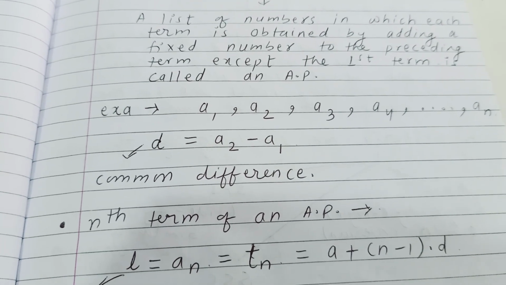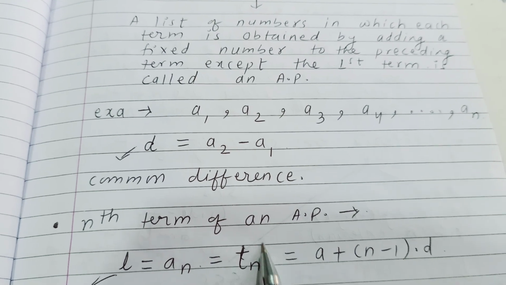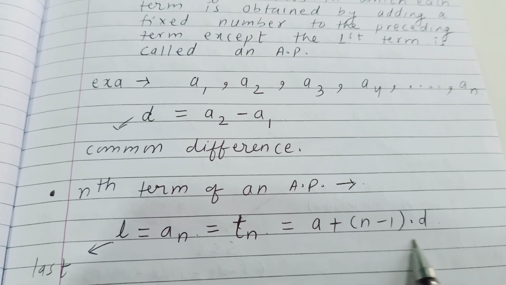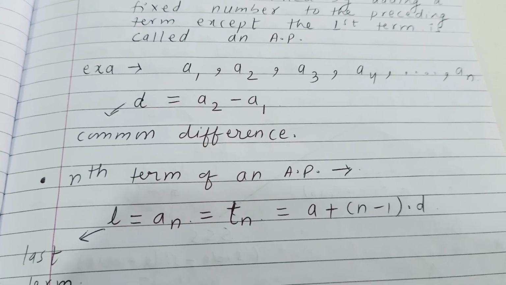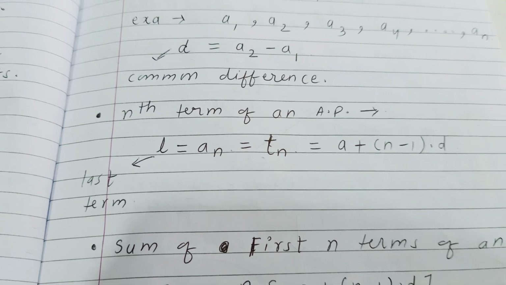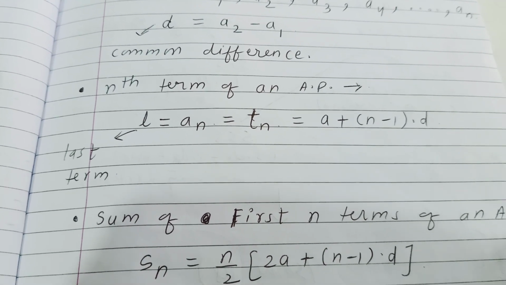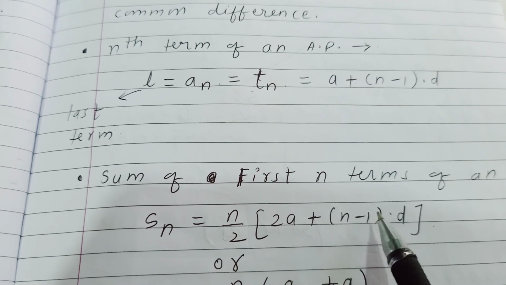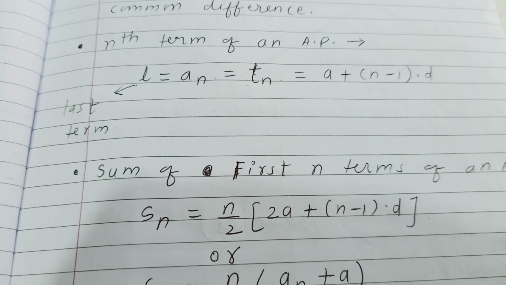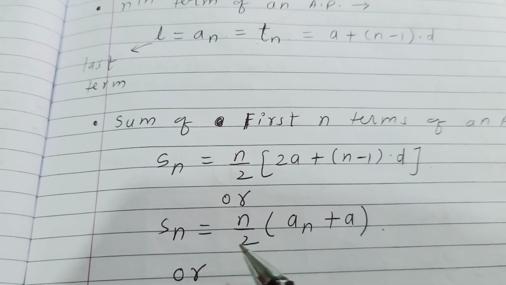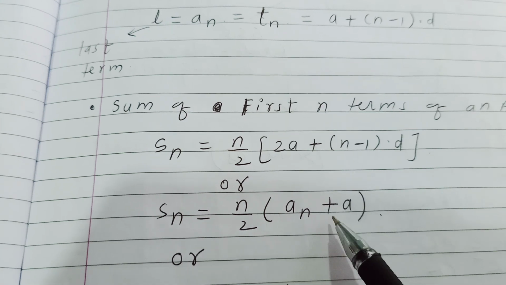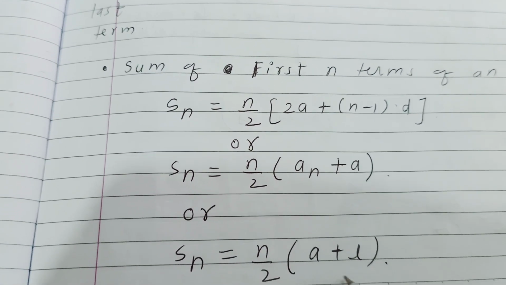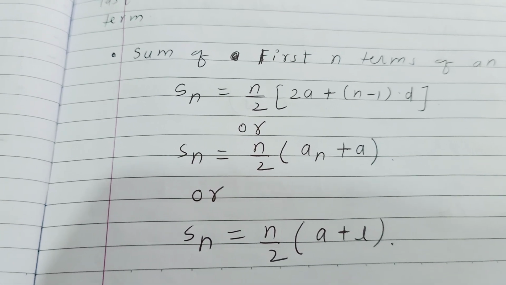The nth term of an AP is like this, l means last term, an means nth term and t means its term, the nth term. So a plus (n minus 1) dot d, this is the formula of it. Clear? Yes. And if you want to find out the sum of the first n terms of an AP, then Sn is equal to n by 2 times (2a plus (n minus 1) dot d). This is the formula for finding the sum of n terms. And Sn is equal to n by 2 times (an plus a), we can write like this, as well as we can write Sn is equal to n by 2 times (a plus l). These are all very important formulas.